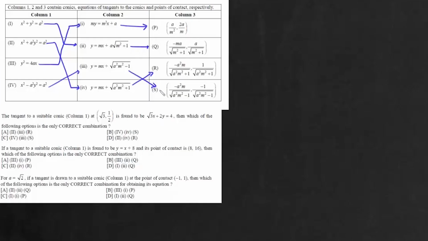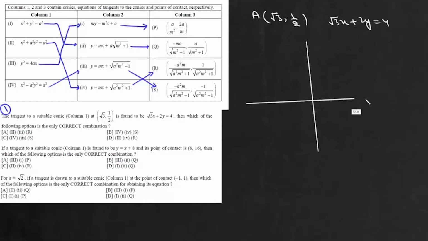contact. Now this first question is the tangent to a suitable conic at this point, say A, root 3 comma 1 by 2, it is root 3x plus 2y equals to 4. So here we have this conic, and tangent at root 3 comma 1 by 2 will be drawn like this.